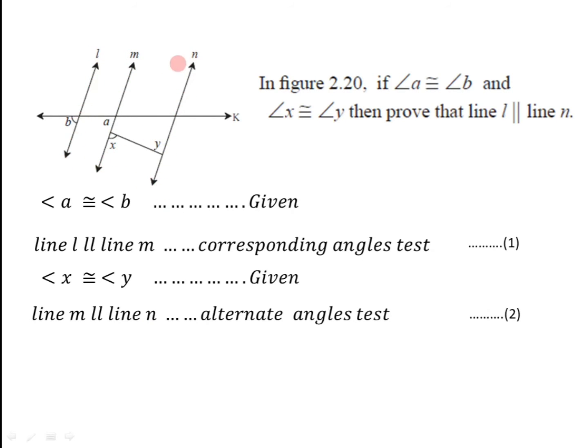So line L and line N, both of these two lines are parallel to the same line, that's why line L and line N are also parallel. So from these two we have the result that line L is parallel to line N. Let us have the next question.